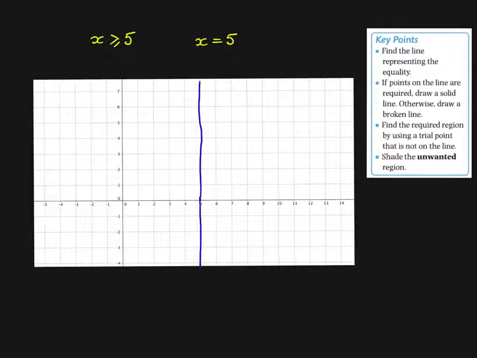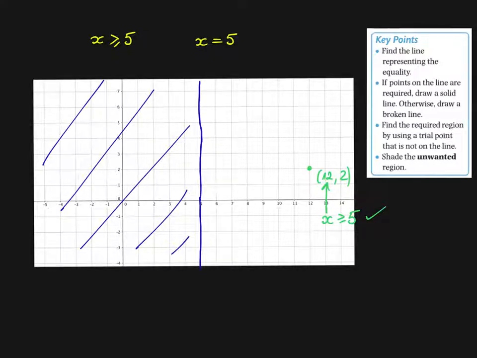The way I do it is just take a test point. Let's say we take this point, and this point has the coordinates 12 and 2. The x coordinate of this point is 12, and x is bigger or equal than 5. 12 is bigger or equal than 5, so this is a good point. Together with this point, all the region is a good region, and I need to shade the other region because it's an unwanted region. So this will be my solution, the unshaded region.